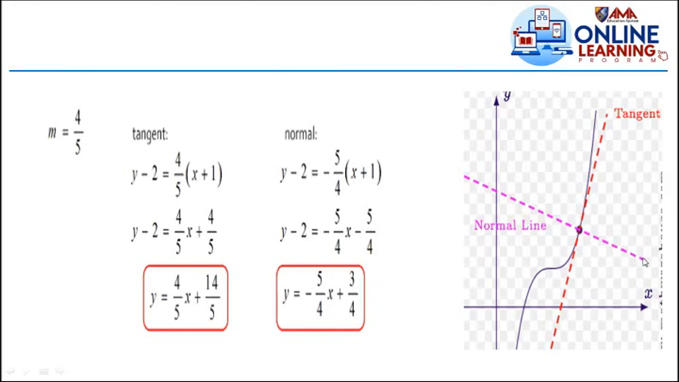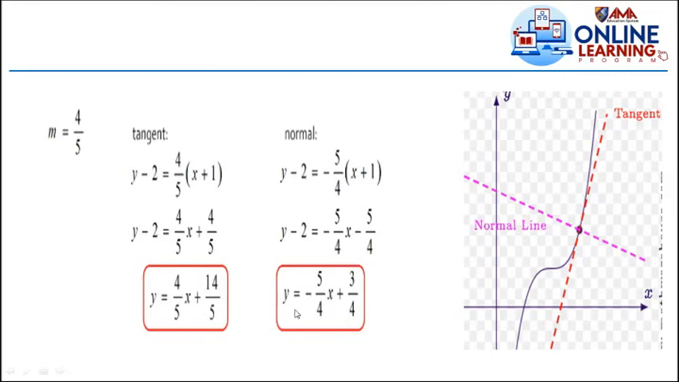So gagawin po natin, babaliktarin po natin yung slope po natin, and then after that, we're going to indicate negative. Kasi pababa po na siya. Okay? Which is perpendicular to the tangent line. Kaya naging negative 5 all over 4 siya. Ito yung slope nung normal line po natin. Ito yung slope nung tangent line po natin.